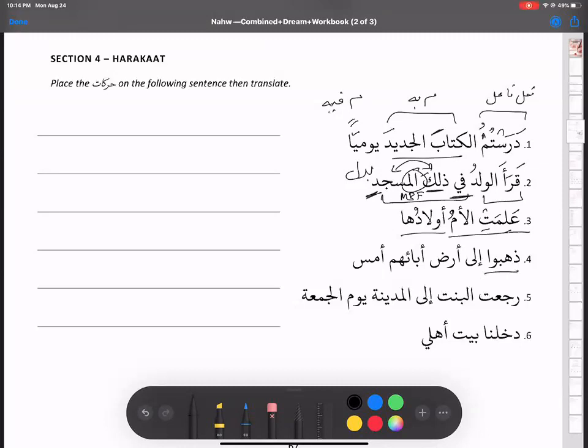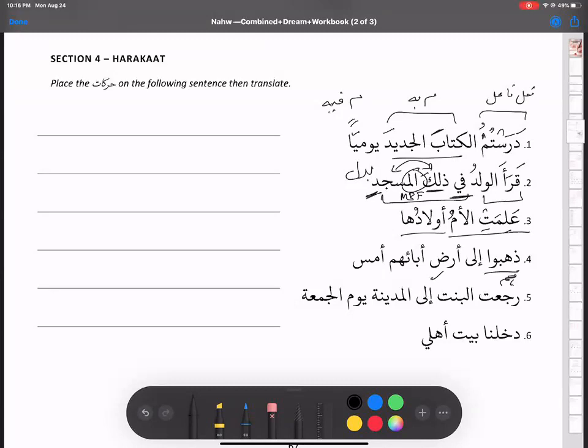Dhahabu ilal ardi. What is abai? How are we going to label it? It's abaihim, right? Abaihim. Fathers went. Is it an outside doer? This is idafa, right? No, this is hum. How can it be an outside doer?